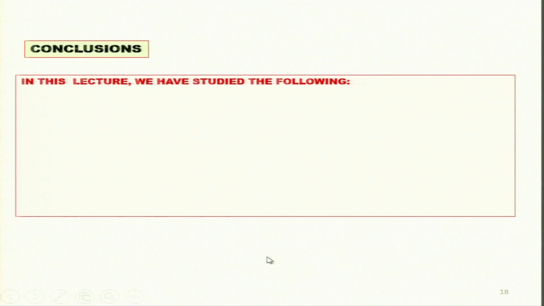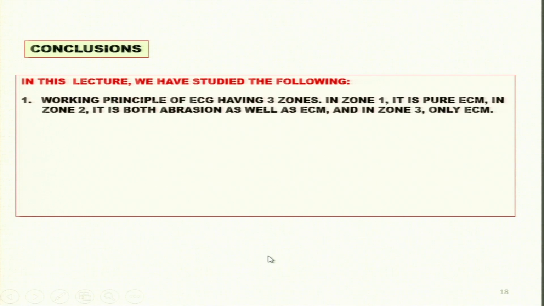Conclusions: in this lecture we have studied the following: working principle of ECG having three zones. Zone 1, it is pure ECM, electrochemical machining is taking place. In zone 2, both abrasion by the abrasive particles as well as electrochemical dissolution by the ECM principle are taking place, and in zone 3 only electrochemical dissolution is taking place.